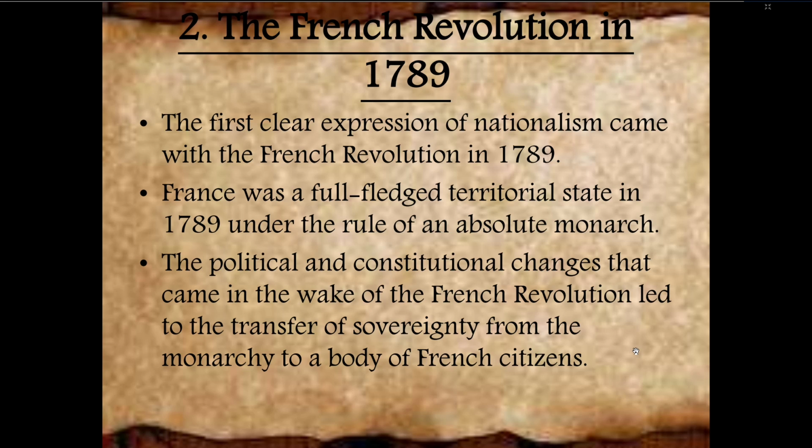France was a full-fledged territorial state in 1789 under the rule of an absolute monarch. See, an absolute monarch was there before 1789 in France. Full-fledged territorial state: a monarchy system was running completely there.